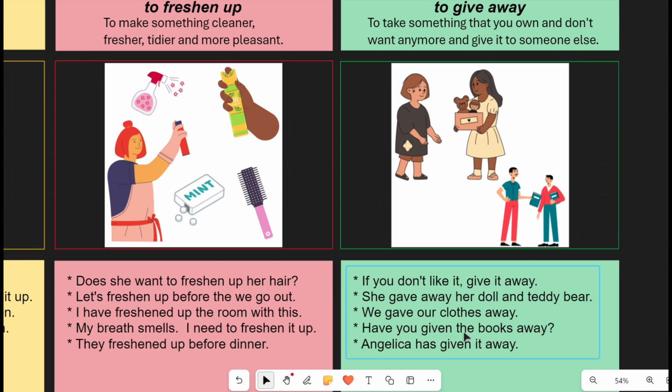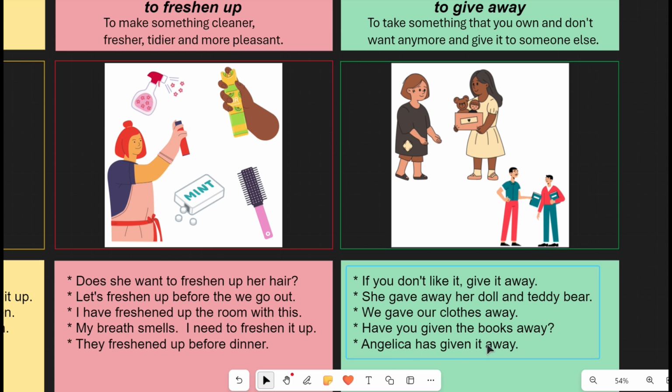Have you given the books away? Now, maybe this person's wife or partner is asking them a question, if this situation happened. Have you given the books away? Now, of course, the person could answer, yes, I have.